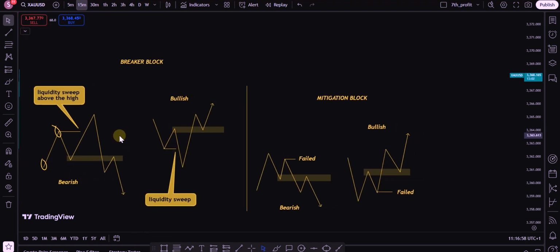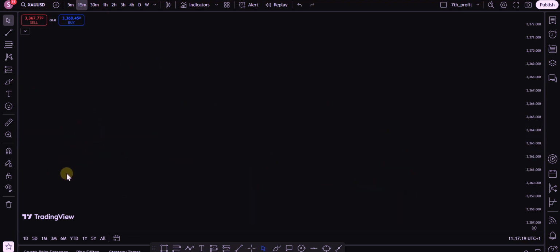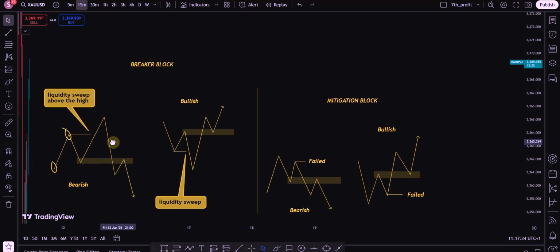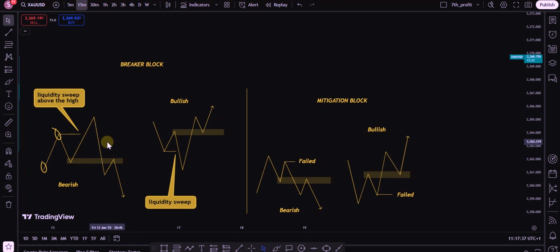So the psychology behind this is that traders who bought from the demand zone are now trapped after the bearish shift in market structure. You get? So remember, a breaker block forms when we have a run of liquidity before a market structure shift. This is what I mean by a run of liquidity, this particular line here, then the market structure shift right here when it aggressively broke to the downside. You understand? Good.